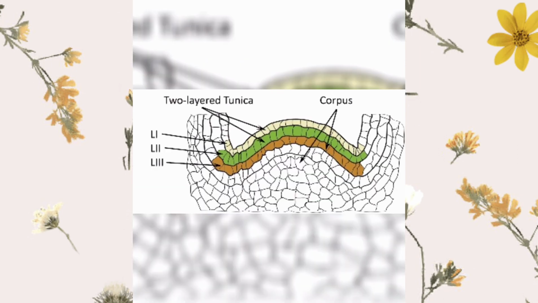The cell layer model, also called the tunica-corpus model, describes the initials of the shoot apical meristem as forming several cell layers, starting from the tip of the apical meristem.